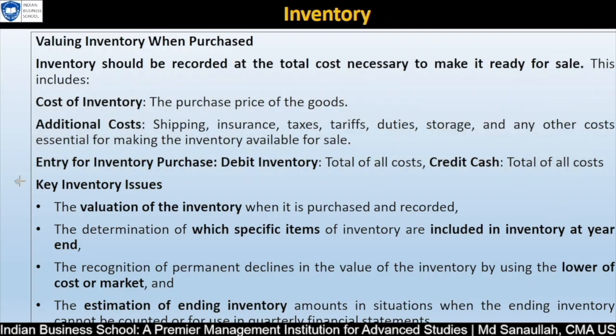Okay, now the entry for inventory purchase. What would be the JV for your inventory? Obviously you will debit your inventory with your total cost, and you credit your cash or bank, whichever way you have paid. Or if you have purchased on credit, you will be crediting your vendor account. So when you pay, at that time you will debit your vendor and you credit your cash or bank.